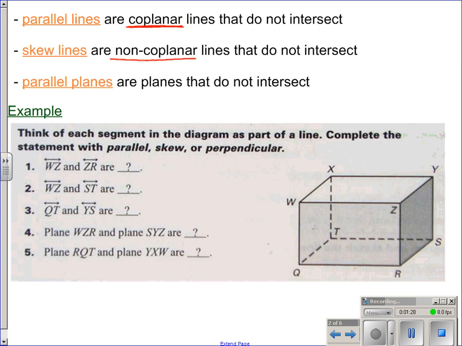Parallel lines, they're on the same plane. And we also have this idea of parallel planes, just planes that don't intersect. So again, think floor, ceiling. They don't cross unless you're in some weird room.